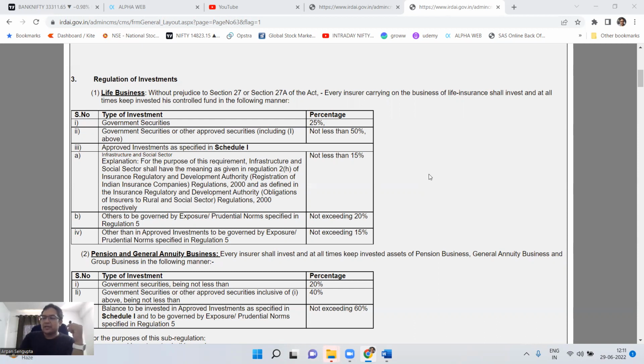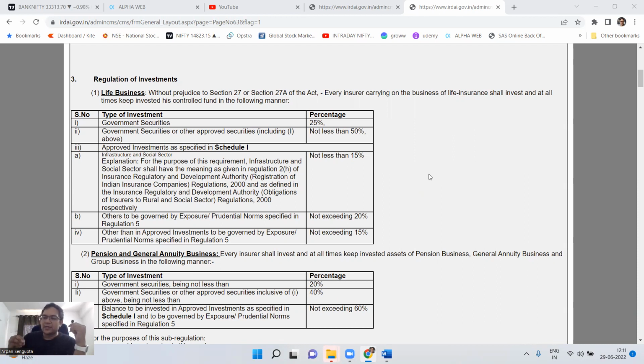shareholder fund. Then the IRDA, which is also known as 1 year renewable pure group term assurance business, and the non-linked reserves of the linked business. So the insurer shall always keep this fund invested. These are the types of funds. First of all, we need to understand the types of fund, and then we'll come to the exposure limit. So this is one type of fund.